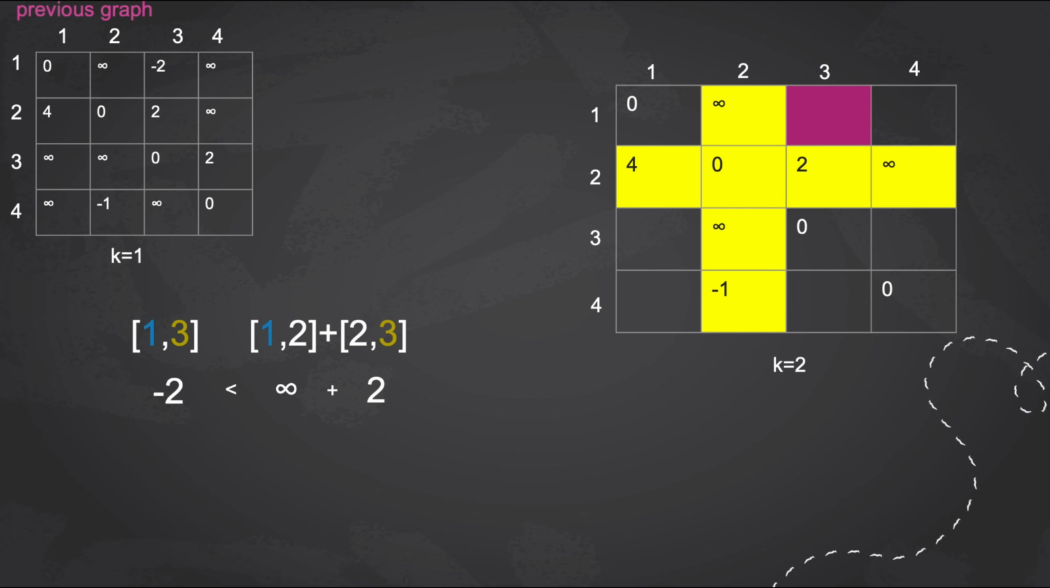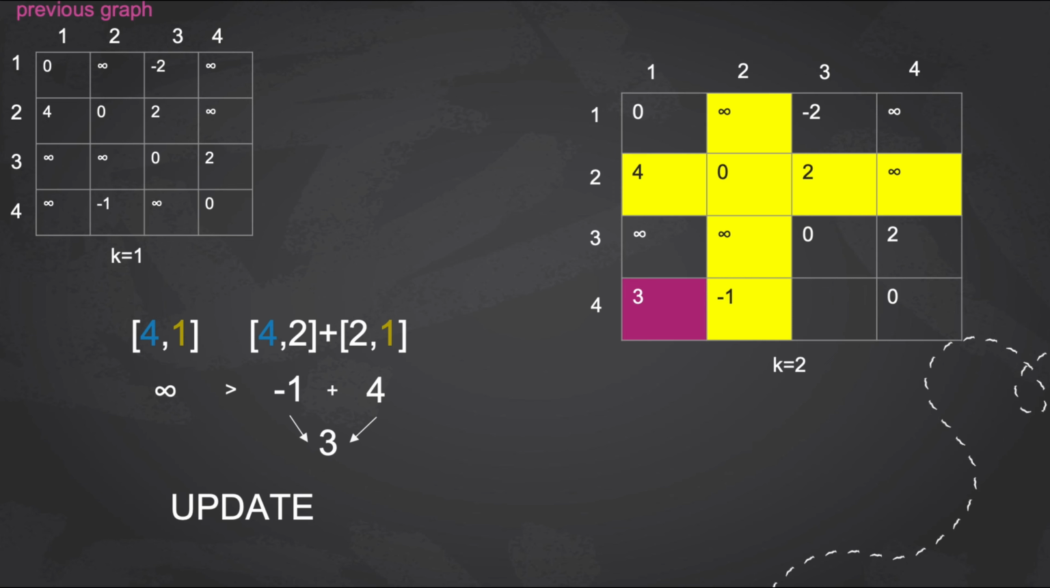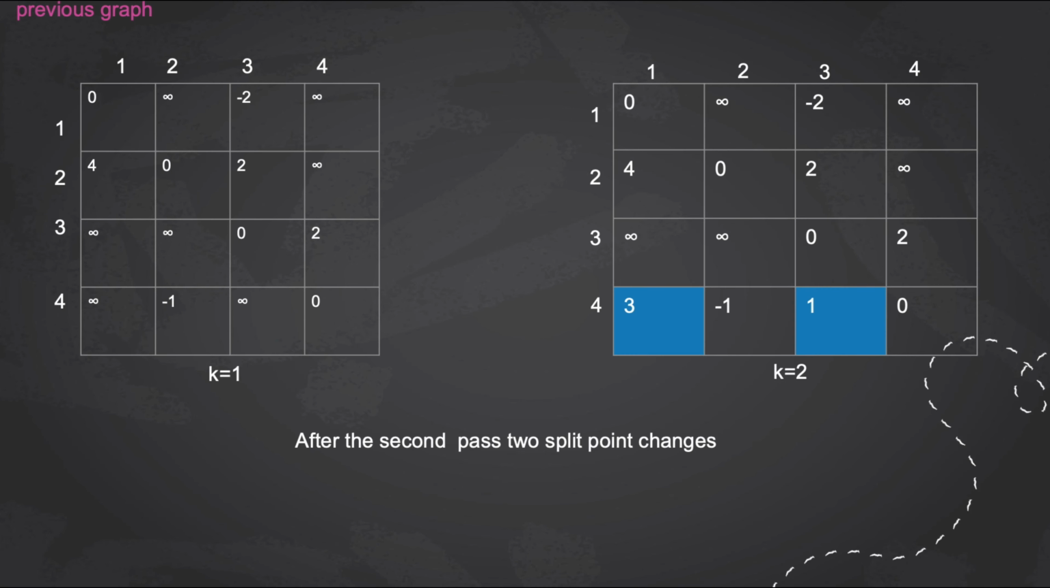Going through the passes again, we get 1, 3, there is no update. Our split point before was better. 1, 4, no update, our split point before was better. 3, 1, no update. 3, 4, no update. 4, 1, now we see we have an update. The value for our split point using 2 as an intermediate vertex is better than not using it. For 4, 3, we see we do have an update. Our split point using our intermediate vertex is better. After this, we see the only split points that get updated are 4, 1 and 4, 3.